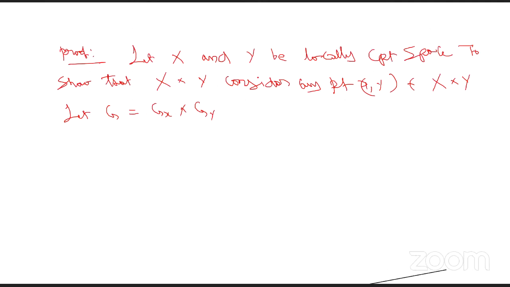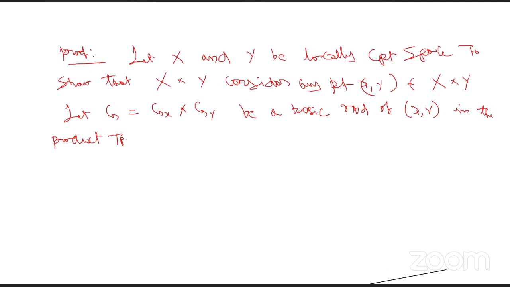(x, y). Here NBD means neighborhood, so a basic neighborhood of (x, y) in the product topology. TP means topology.